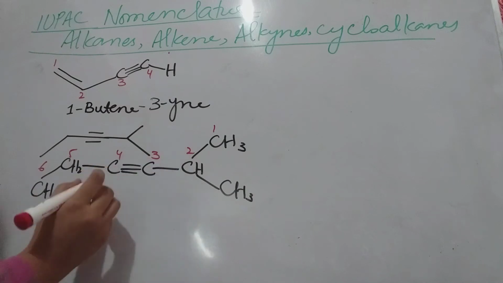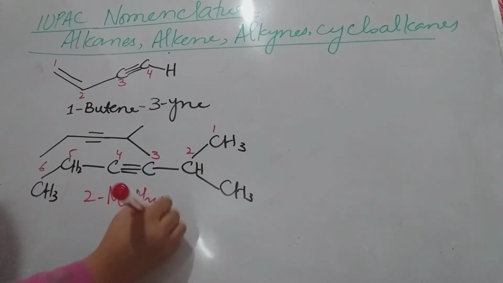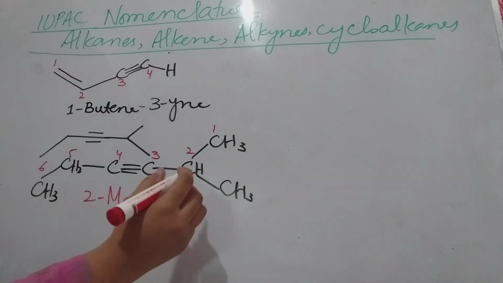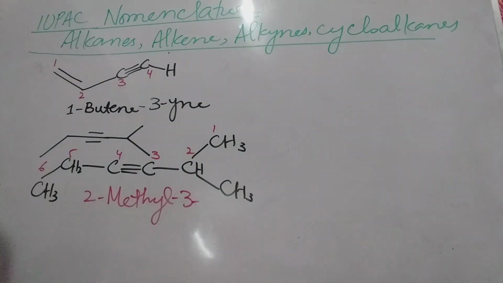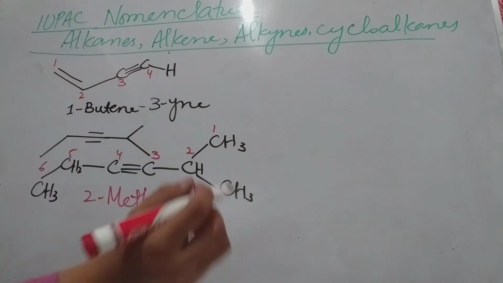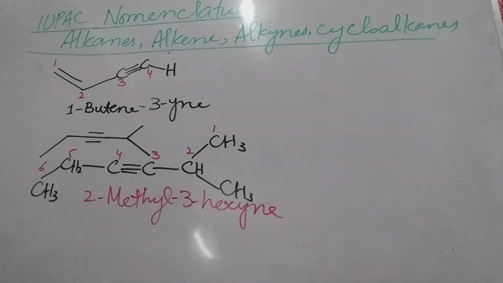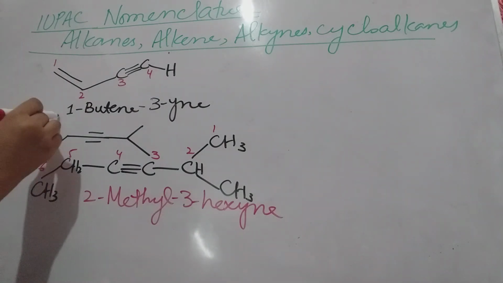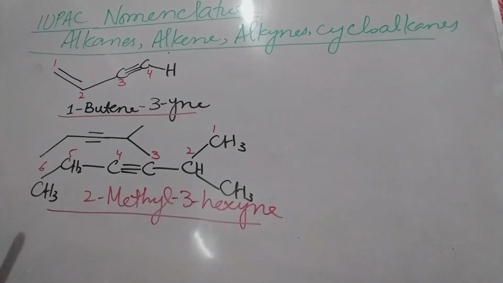Okay. So now the name of this compound is 2 methyl, right, 3 hexyne, because there is a position of the triple bond over here. Okay, so these are the names of these compounds. Let me move further.